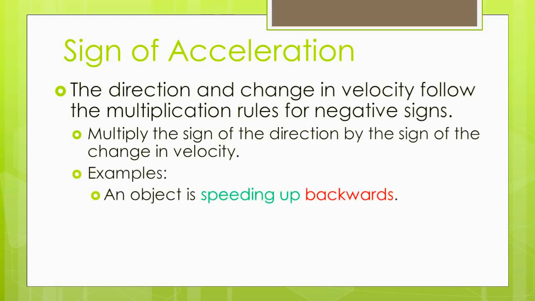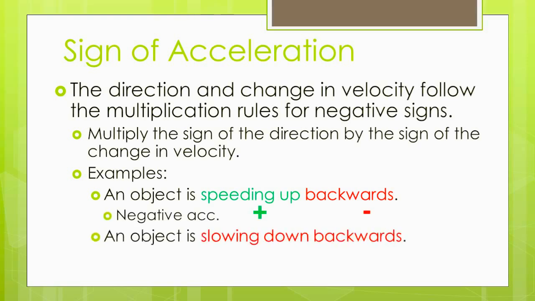So, for example, an object is speeding up backwards. Speeding up is positive. Backwards is in a negative direction. Positive times negative gives me a negative acceleration. An object slowing down backwards. Slowing down is a negative change, and backwards is a negative direction. This gives us a positive acceleration.